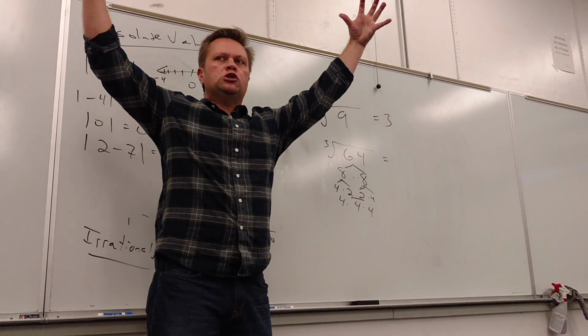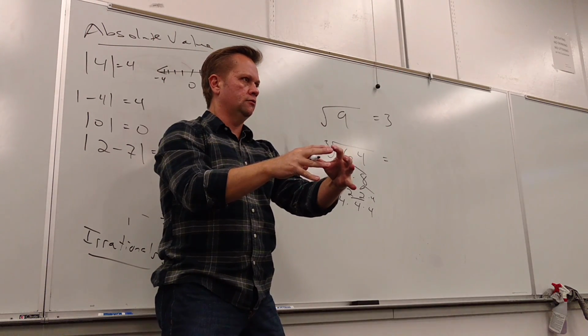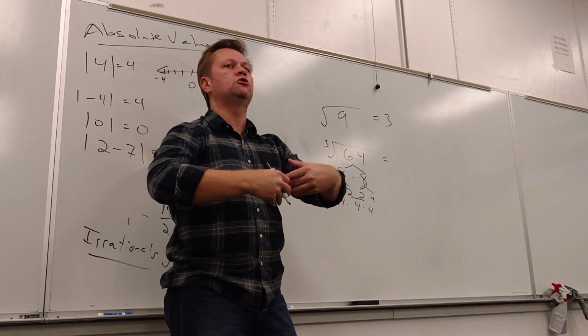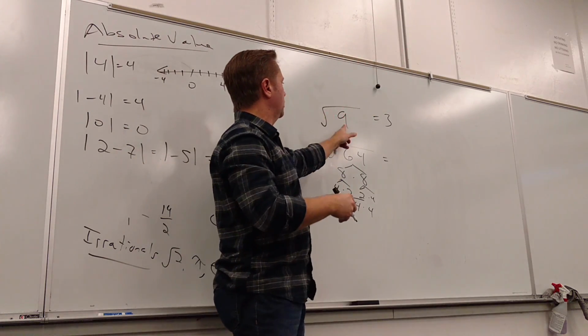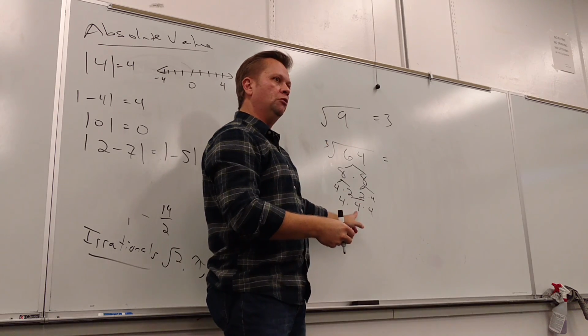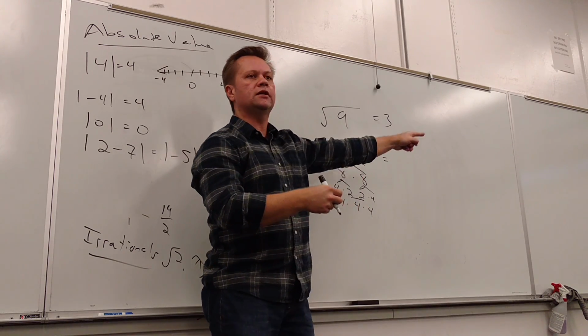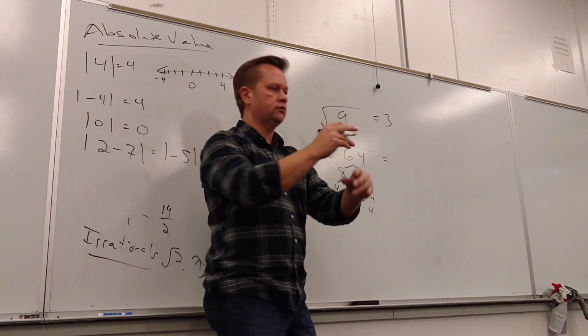So roots break things down, whereas if I raise something to a power, it builds it up. Right? 3 squared is 9. The square root undoes that. 4 cubed is 64. The cube root undoes that, brings it back down to just 4.